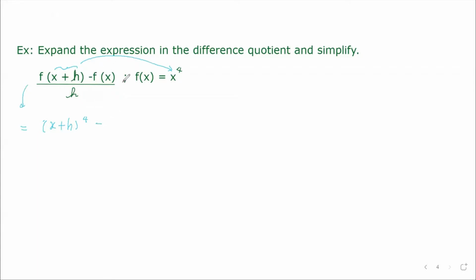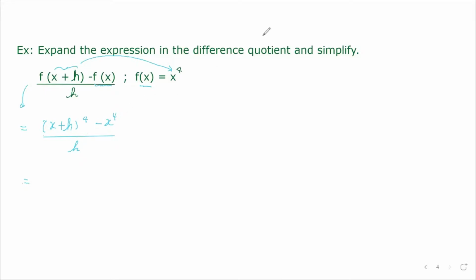Minus f of x, the whole thing here, right? Equal, same, right? So it equals x power 4. So we write x power 4 there. But this one, then we divide the whole thing. This is a quotient, so over h. Okay, this is h. Now after this we use the binomial theorem. This is a binomial theorem, x plus h, the whole thing power 4.